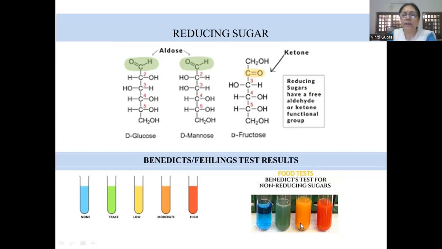Now, if you get a yellow precipitate, that means it is not purely non-reducing. It has some proportion of reducing sugar. And this is the brick red precipitate, which shows that, yes, the given sugar to us is reducing.